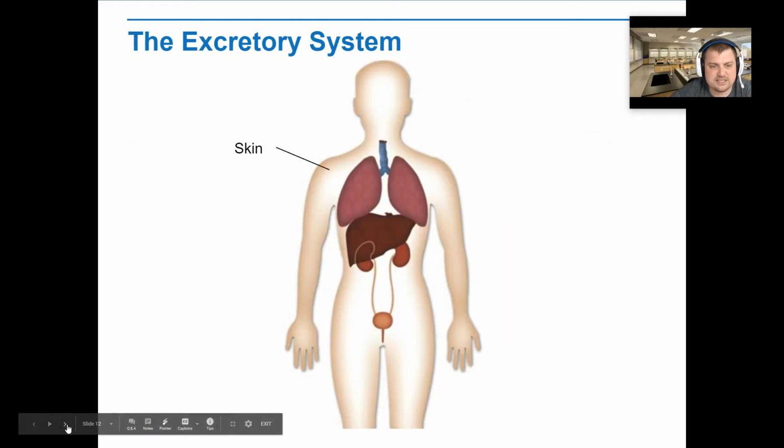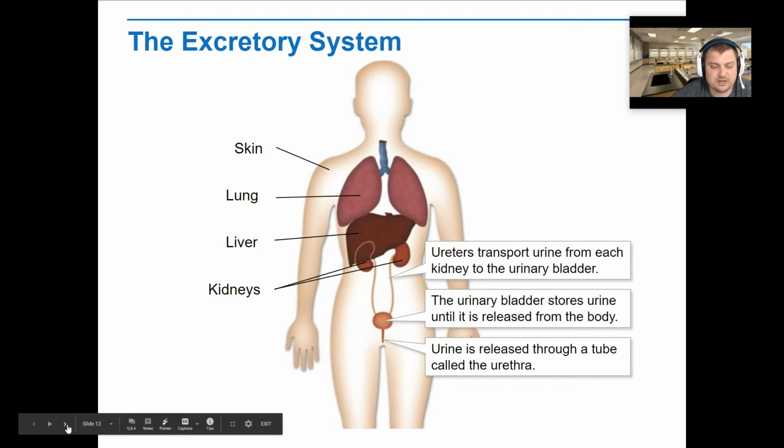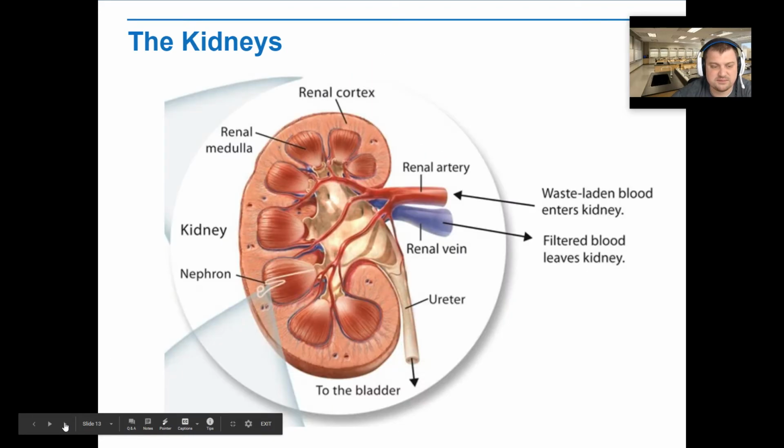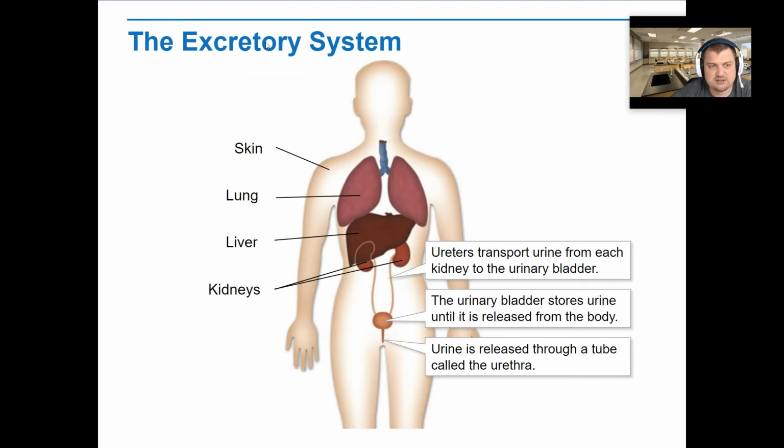Okay, the excretory system incorporates multiple organs. You'll actually notice that some organs are part of multiple systems. Another word for the excretory system is the urinary system. So urination is how urine is produced. And so you can see that water is absorbed through the digestive system. It can either be absorbed or taken out.